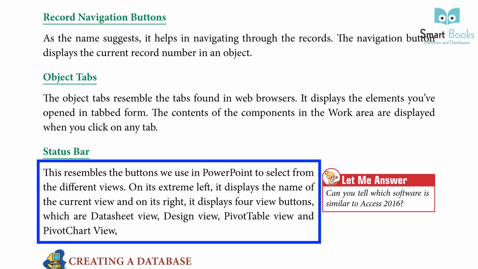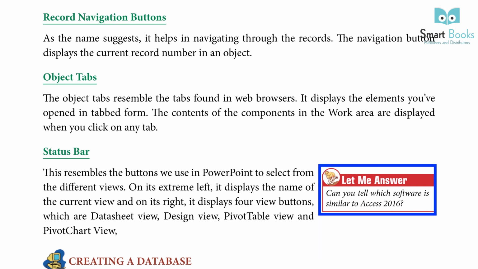On its extreme left, it displays the name of the current view, and on its right, it displays 4 view buttons, which are Datasheet view, Design view, PivotTable view, and PivotChart view. Let me ask: can you tell which software is similar to Access 2016?